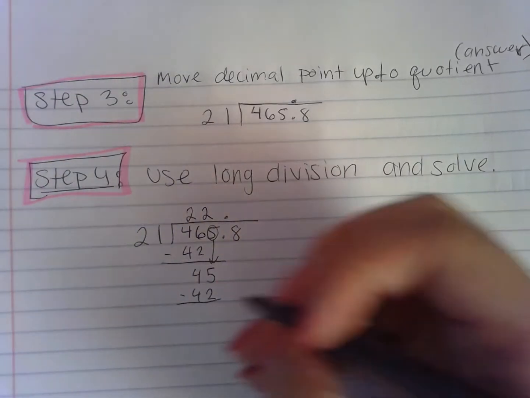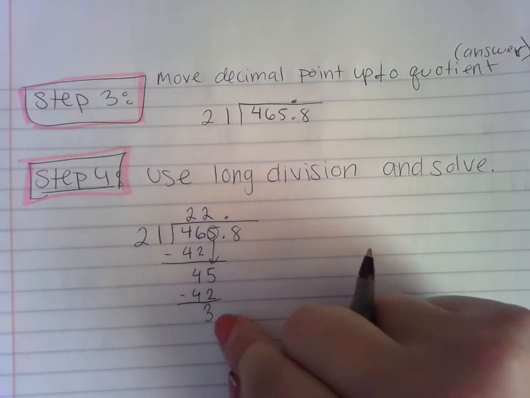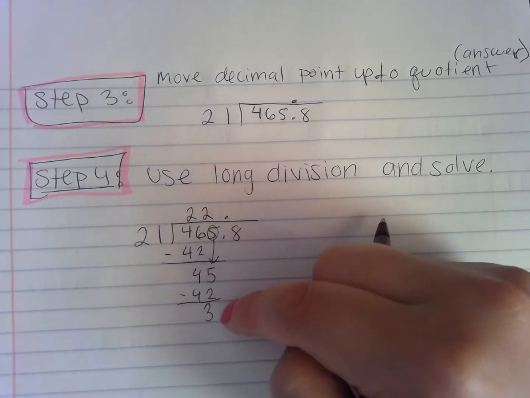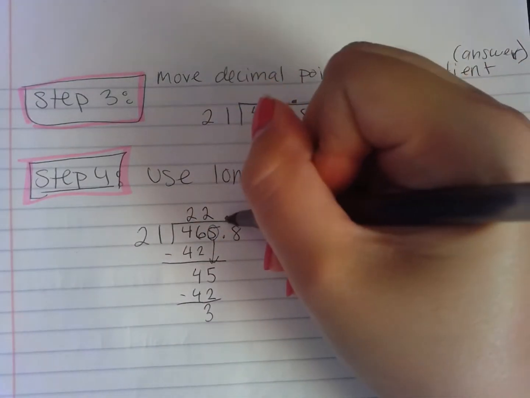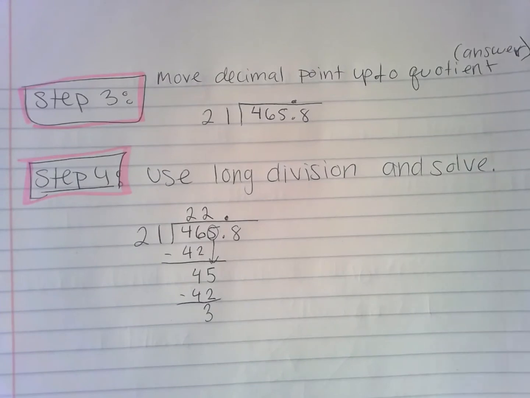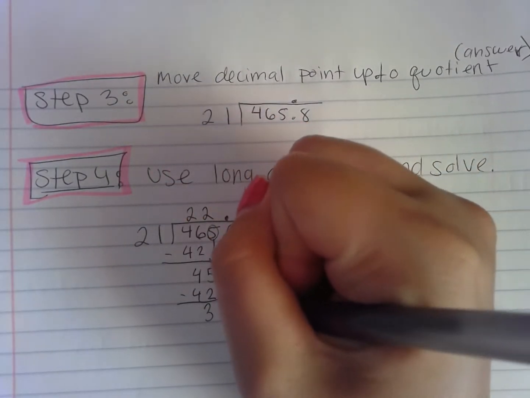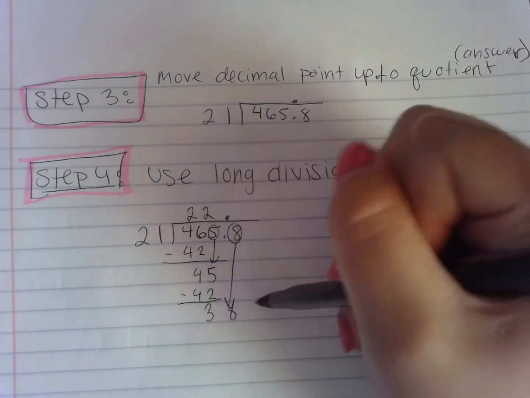45 minus 42 will just give me 3. So at this point, 21 can go into 3. So at this point, we're going to have to put our decimal point here, which is there. And what we're going to do now is bring down that 8. By bringing down that 8, now we have 38 here.